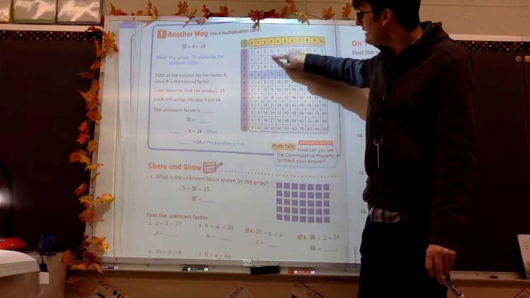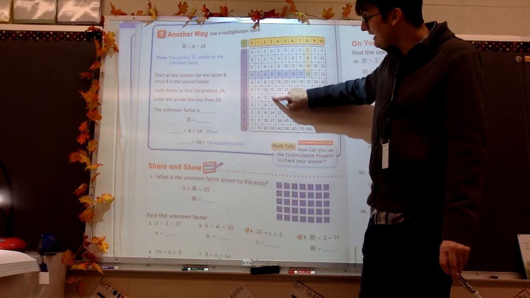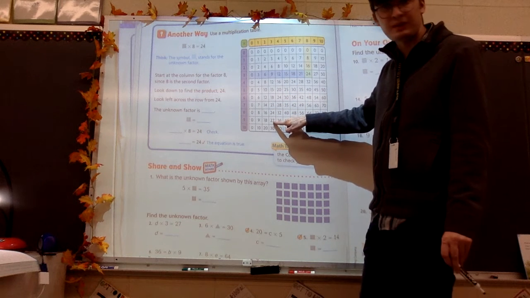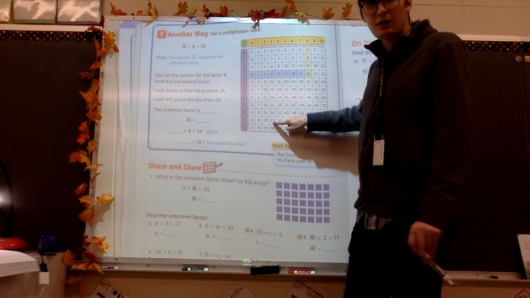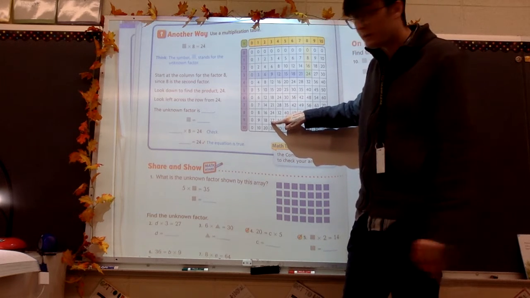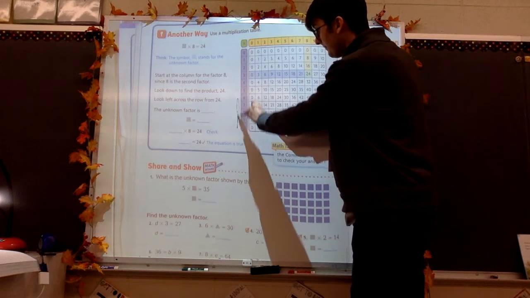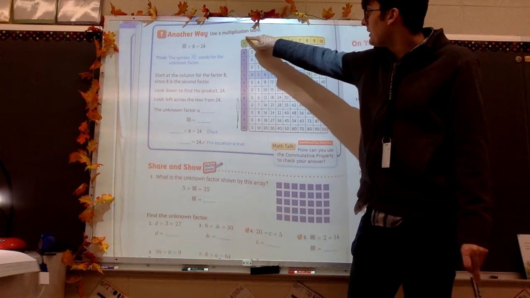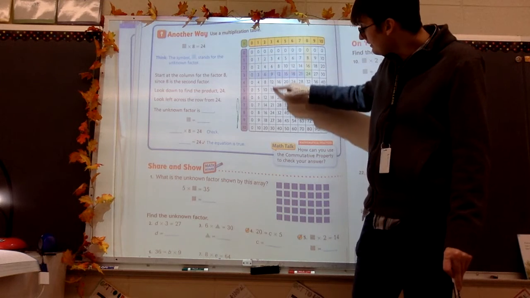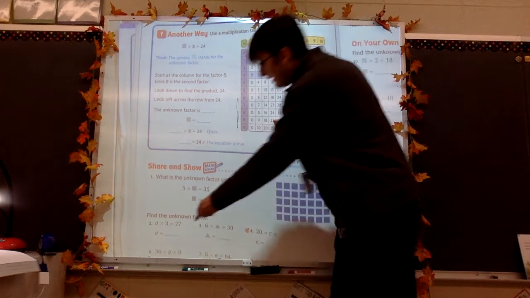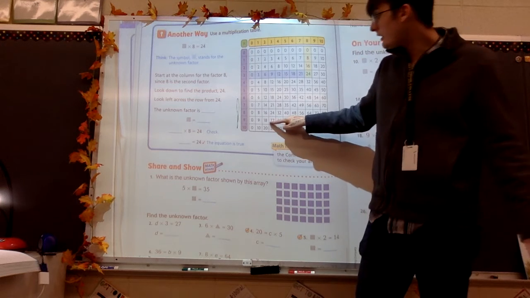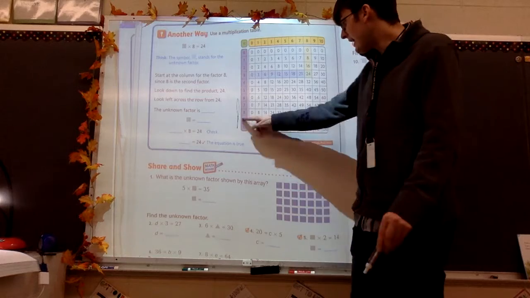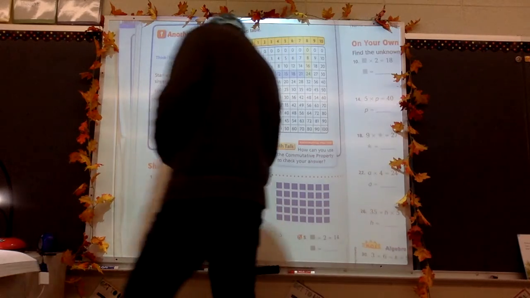Then we need to go down until we find the box that has 27. I went all the way down here, and here's box 27. Now I have to go to the purple row over here and find out which number lines up with it. So I went here to 3, and then I went down till I found 27, because that's what it equals. 27, I go over. 9. I found out that 9 is there. So D would equal 9.